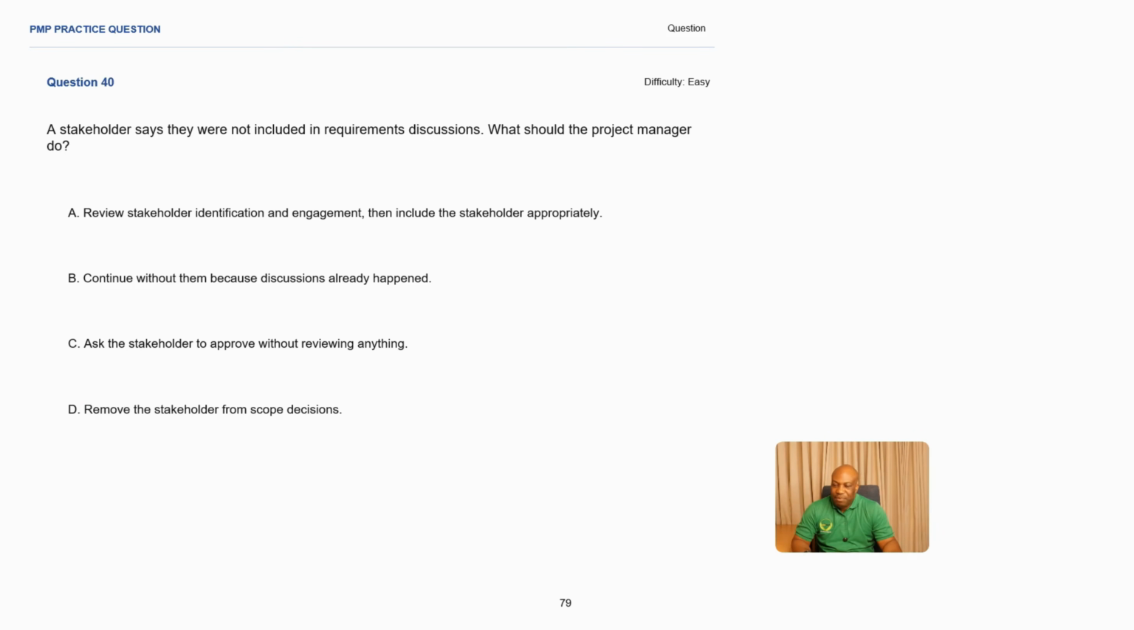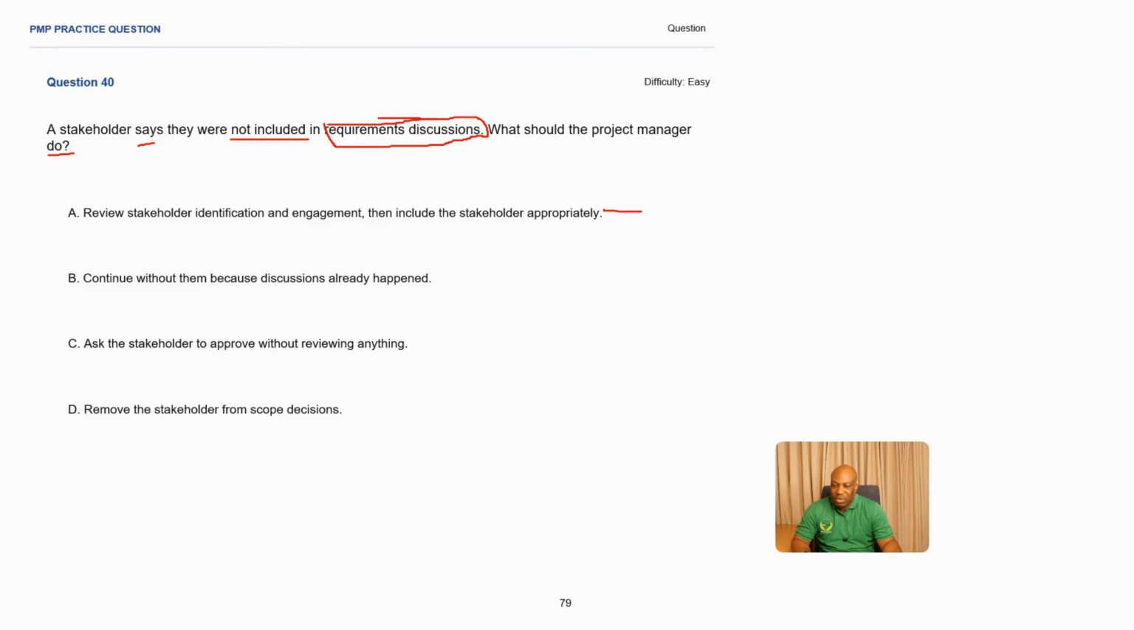Right. Practice question number 40. A stakeholder says they were not included in requirements discussion. What should the project manager do? So what is our problem statement here? A stakeholder was not included, okay, in requirements discussion. So when requirements were being discussed, a stakeholder was not included. That is what they are saying, all right? So what should the project manager do? Review stakeholder identification and engagement, then include the stakeholder appropriately. So this makes sense. We leave it like this.